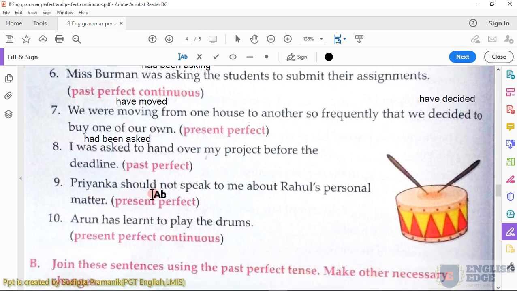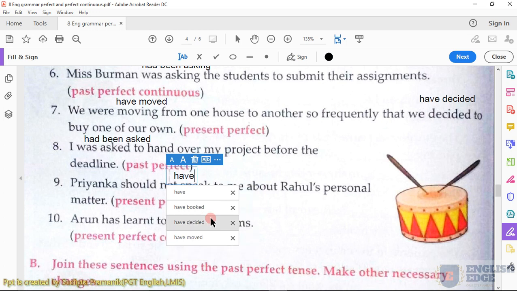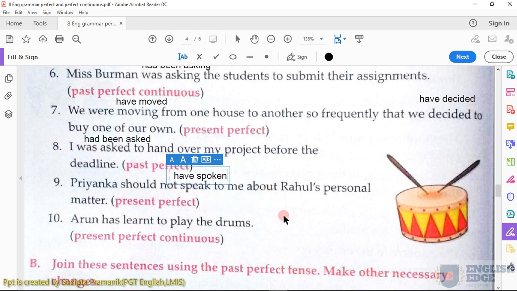Priyanka should not speak to me about Rahul's personal matter. So here would be, Priyanka should not have spoken to me about Rahul's personal matter.